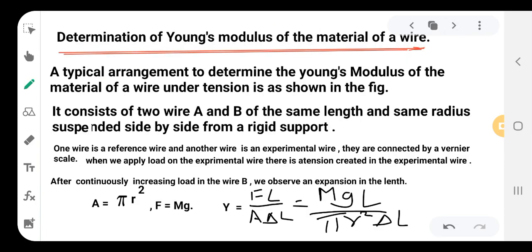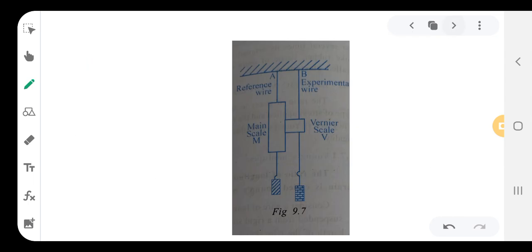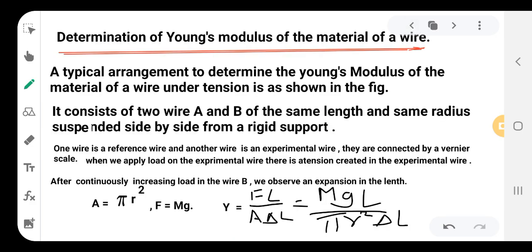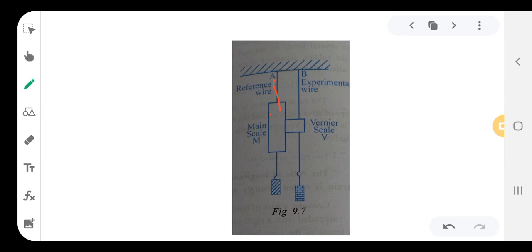Taking the example of the stretching of the wire, the Young's modulus will be explained. Now, I told you it is an experimental arrangement. You can see in this diagram there are two wires, so I will explain the determination of Young's modulus of the material of a wire. A typical arrangement to determine the Young's modulus of the material of the wire under tension is shown in the figure. It consists of two wires A and B of the same length and same radius. A is the reference wire and B is the experimental wire. They are suspended from a rigid support.